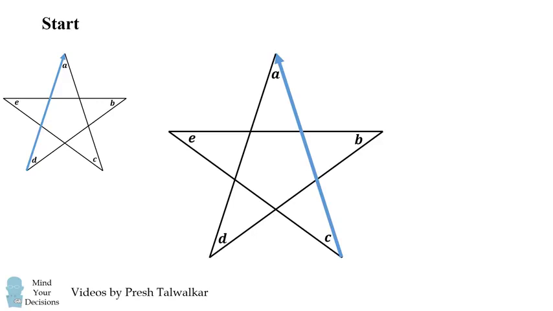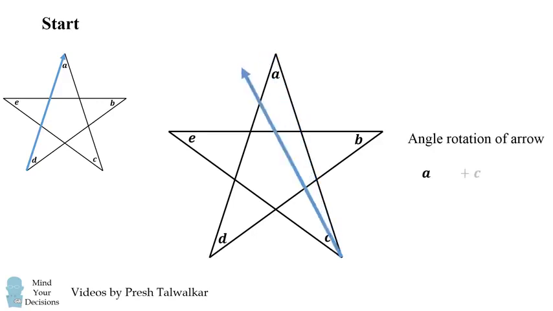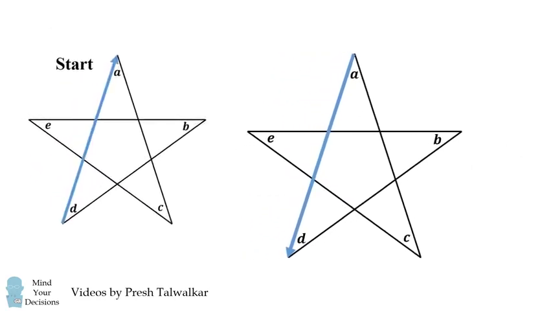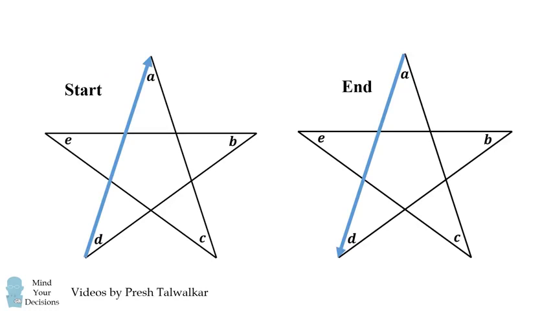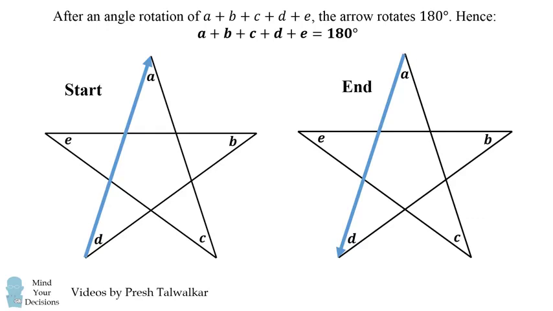We'll first rotate this object through the angle A. Now we'll rotate it through angle C. So this arrow has moved a total of A plus C degrees. We'll now move it along E degrees, then we'll move it along B degrees, and finally we'll move it along D degrees. So now let's compare the start and the end. Well, the arrow is in the same place except it's flipped upside down. So after the angle rotation of all of these corner angles, the arrow rotates 180 degrees. Hence, the sum of all these angles is 180 degrees.